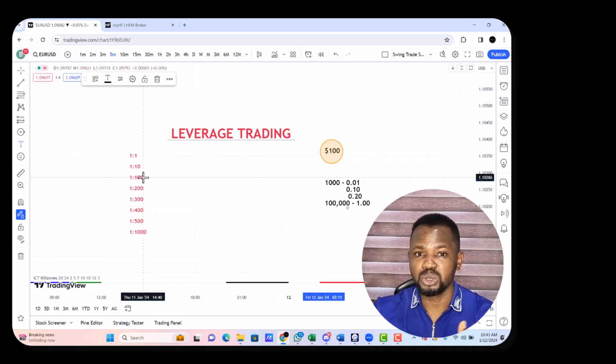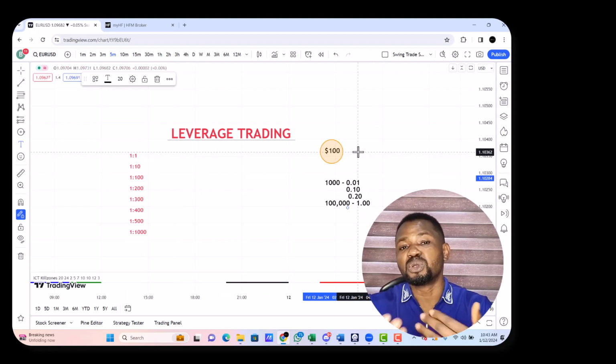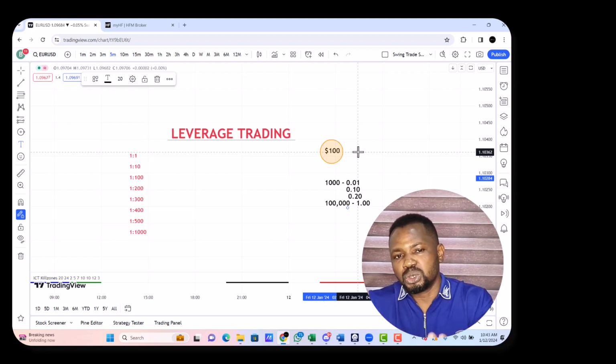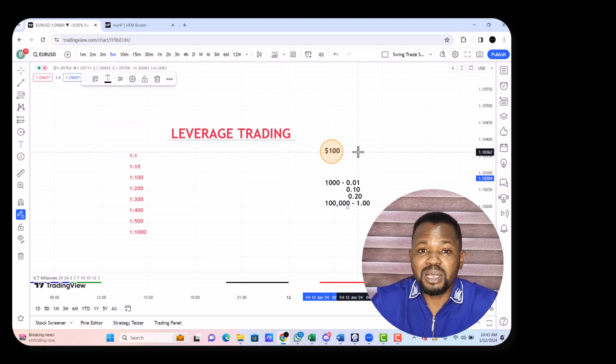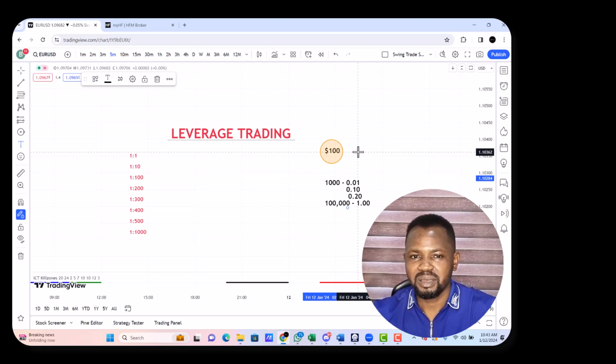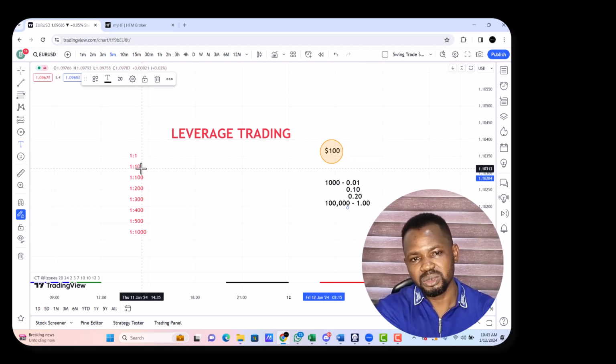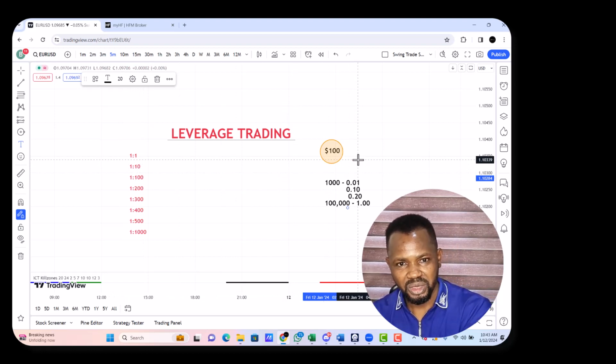Now, if I use 1:1,000 leverage, the market will see me as someone that came in with $100,000, right? Guess what? I'll now be able to use one standard lot. If on that one standard lot I initiated a trade and the market goes against me just 10 pips, I have lost my entire money. I don't have any money left. So as much as leverage is good, do not over leverage. If you over leverage, you are exposing yourself to more risk.